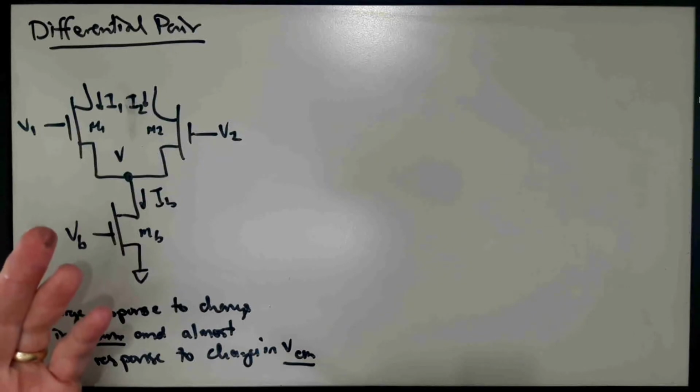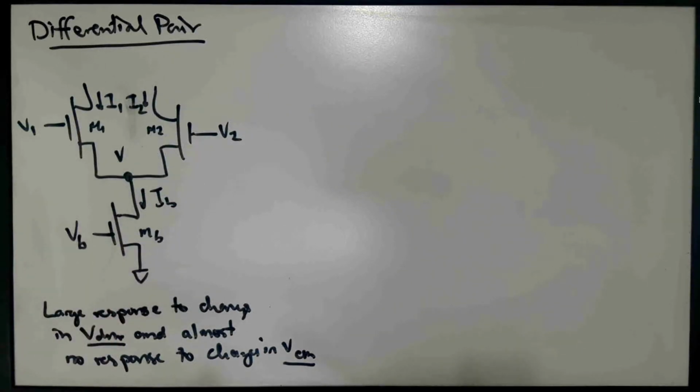There'd be no response. And that is really the most important property of this circuit, and why it's used as the front end, the input stage to pretty much all sorts of differential amplifiers that have been built, because it selectively amplifies or selectively responds to changes in the difference between the two inputs, regardless of changes in the common mode. Okay, so that's an important thing to bear in mind or to remember about this circuit.